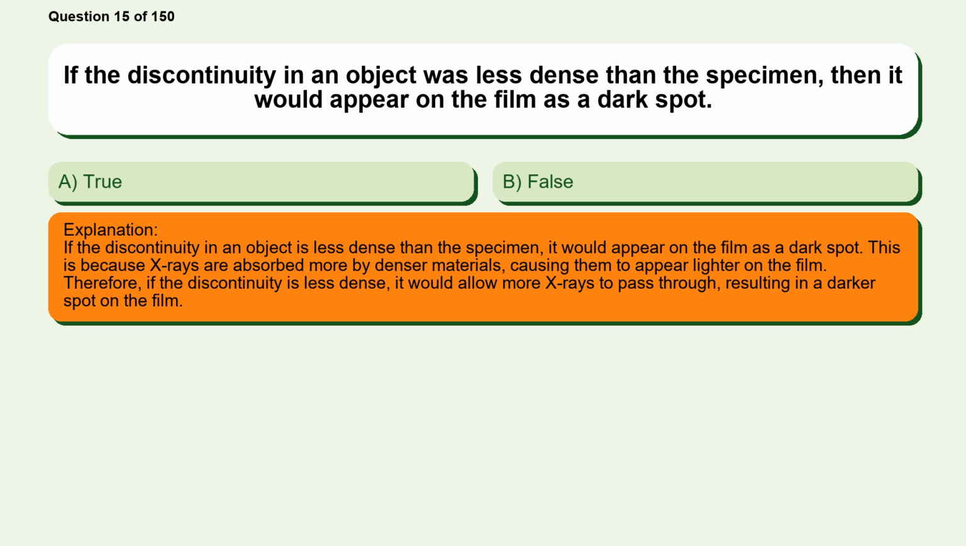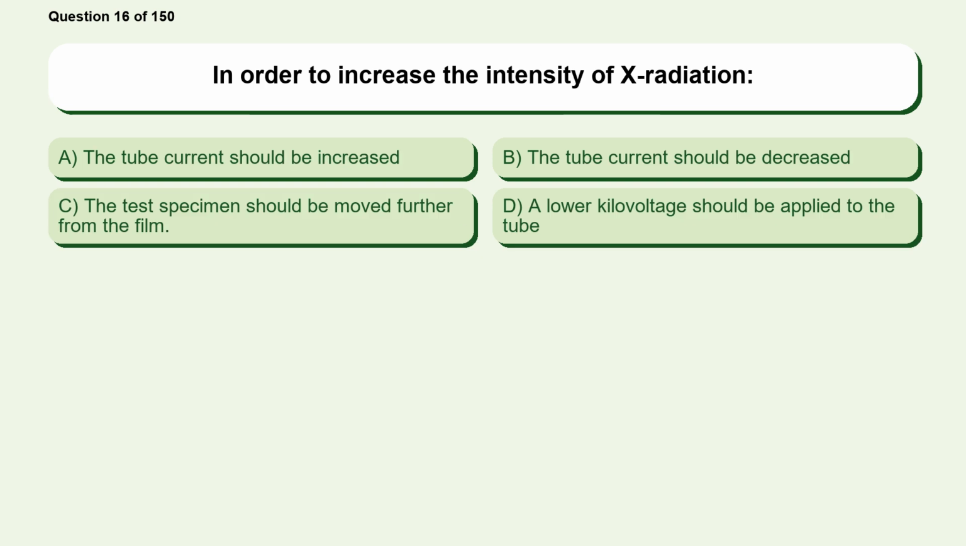If the discontinuity in an object is less dense than the specimen, it would appear on the film as a dark spot. This is because X-rays are absorbed more by denser materials, causing them to appear lighter on the film. Therefore, if the discontinuity is less dense, it would allow more X-rays to pass through, resulting in a darker spot on the film.